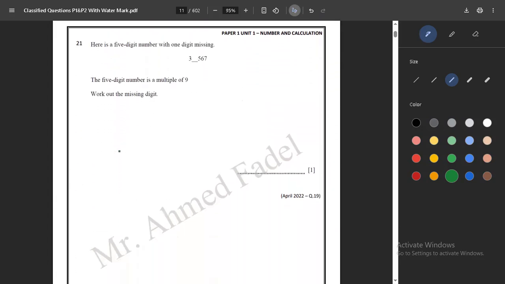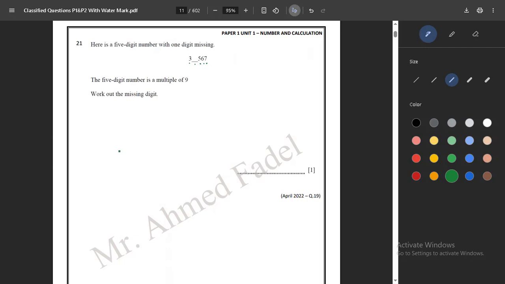The 5-digit number is a multiple of 9. All right, so multiples of 9. What are we supposed to do to find the multiples of 9? How can I know that it is a multiple of 9? Add all the digits up, and they must give you a sum that is in table 9. This is from the divisibility rules. Okay?